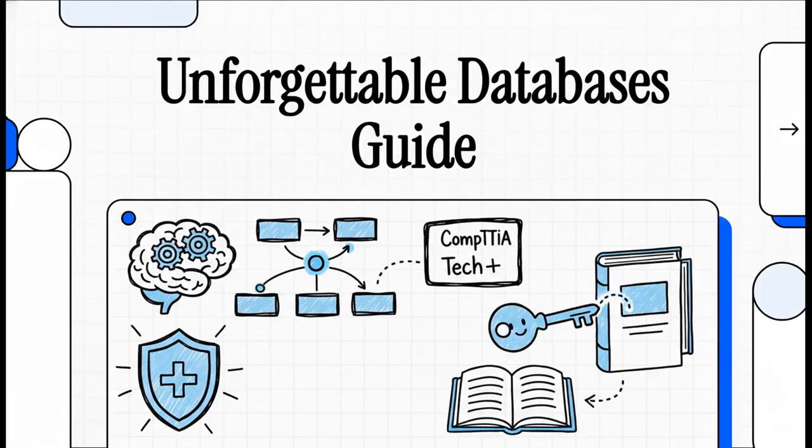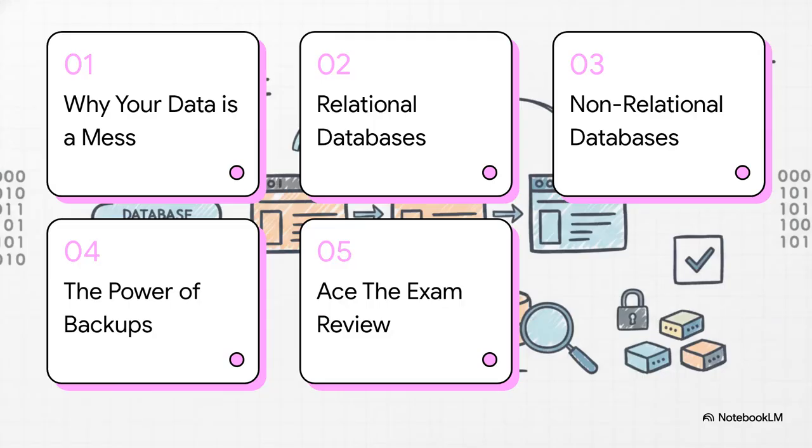Let's get into it. So here's our game plan. First, we're going to touch on why our data is such a mess to begin with. Then, we'll dive into the two big players, relational and non-relational databases, complete with some real-world disaster stories. After that, we'll talk about the absolute lifesaver that is backups. And we'll wrap it all up with a super fast review designed to lock this all in for exam day.